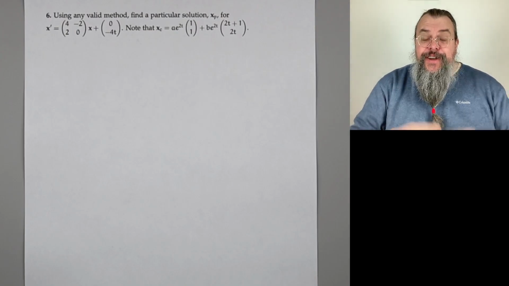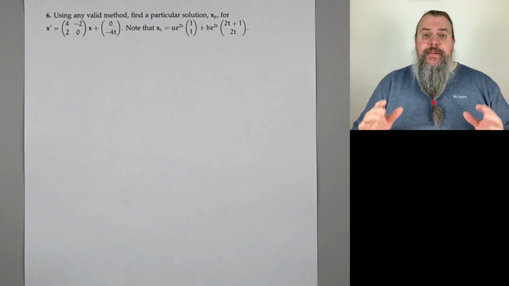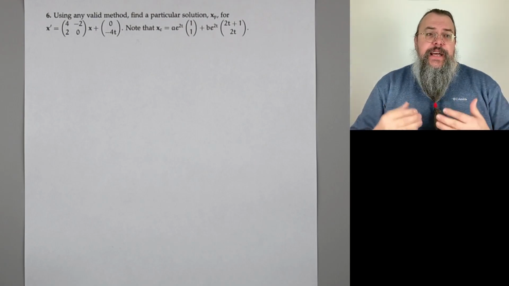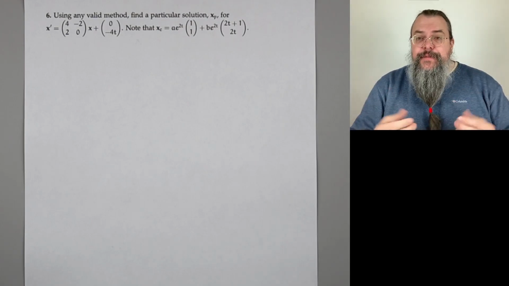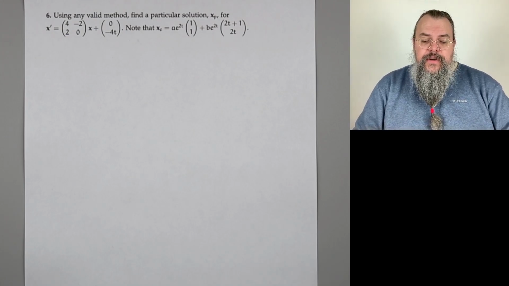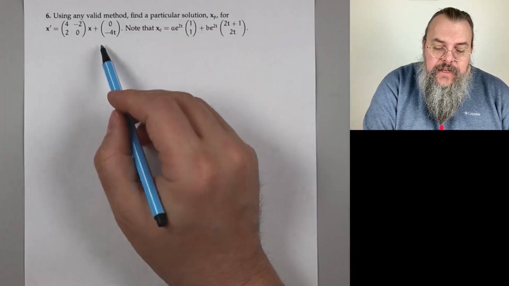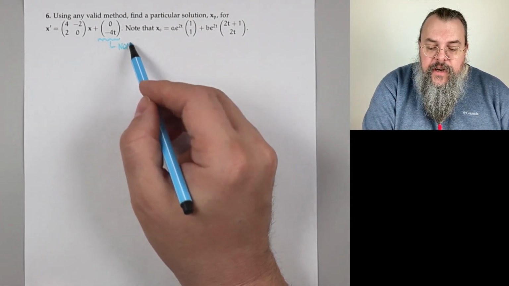Number 6, our last problem. Using any valid method, find a particular solution xp for x prime equals [4, -2; 2, 0] times x plus [0; -4t]. So notice here, of course, this is a non-homogeneous system.